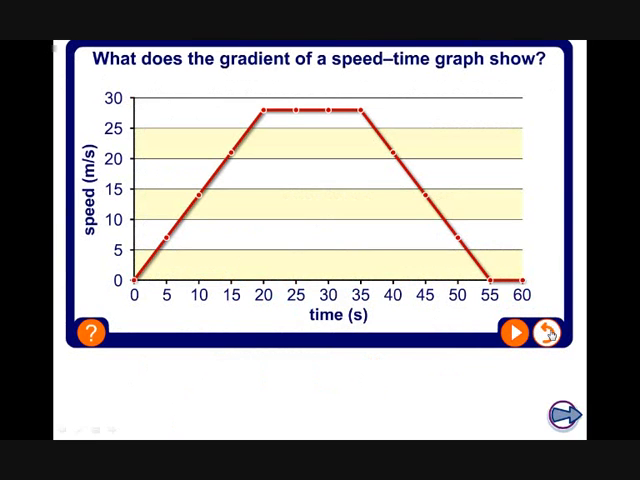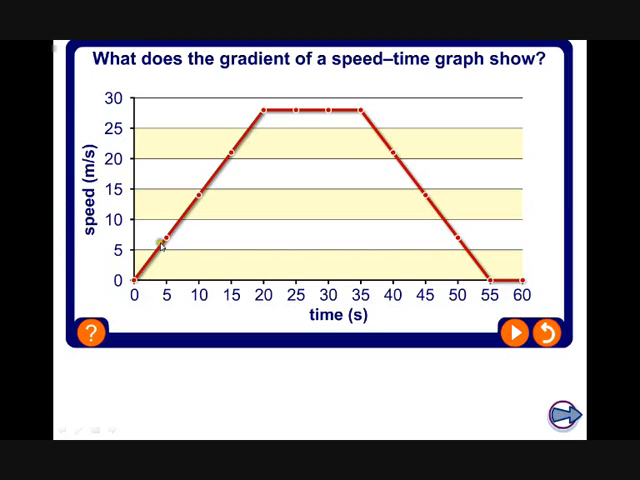If we look at a speed time graph, this time it's not a distance time graph, it's a speed time graph. We need to think about what the gradient or the slope of a speed time graph means. If you think about this part of the graph, our speed is increasing with time. So in the first 20 seconds, our speed goes from 0 up to about 28 meters per second. So we could work out an acceleration from that, couldn't we? We'll do an example later.